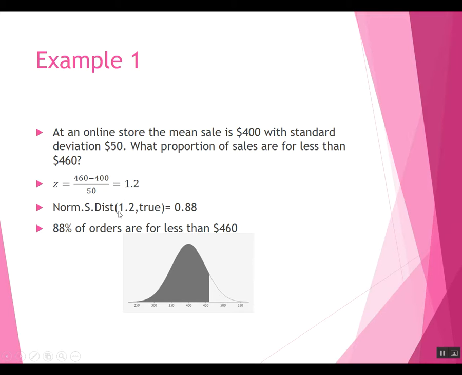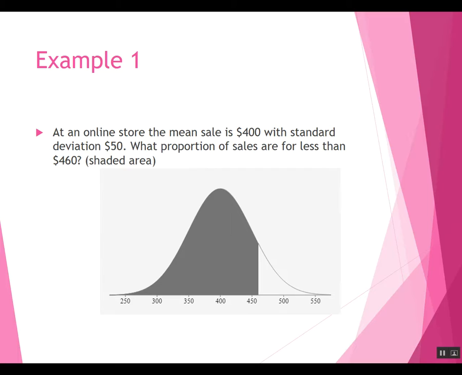Then using Excel's NORM.S.DIST function, you put in 1.2, and it also needs you to put in TRUE all the time. It gives you 0.88. The way to interpret this is that 88% of orders are for less than $460. And if you look at the shaded region, that makes sense. That looks like it could be 88% of the total area.